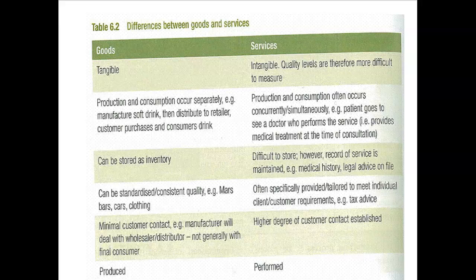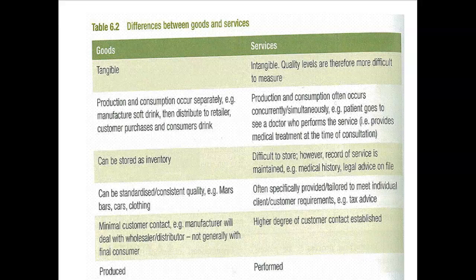The other thing about goods, when Coca-Cola again manufactures its bottles of Coke, they can be stored as inventory. Because they're not consumed immediately, they have to be stored, they have to be shipped, and then they have to go through the distribution network to eventually end up in the retailer store who sells. So to do that, there needs to be the ability to store as inventory. That's another characteristic of goods. Another one is that they can be standardized.